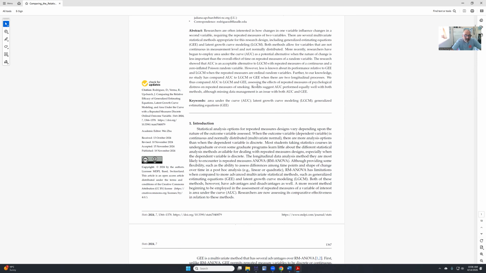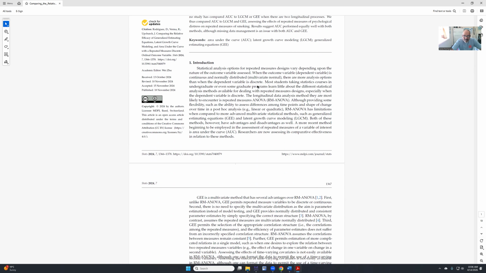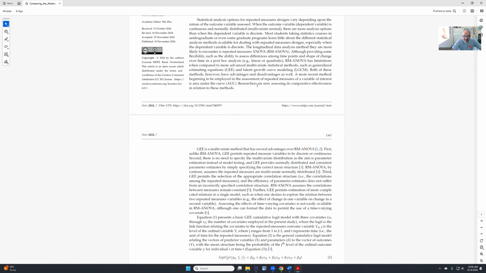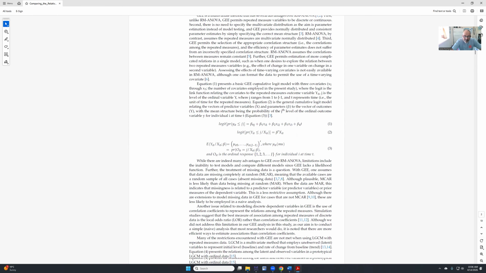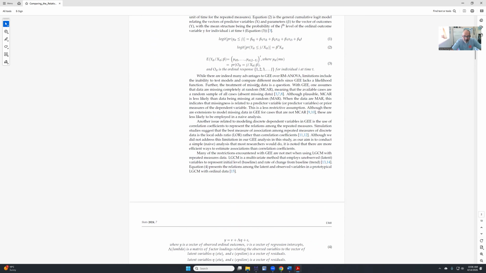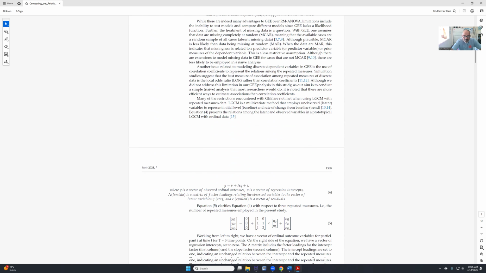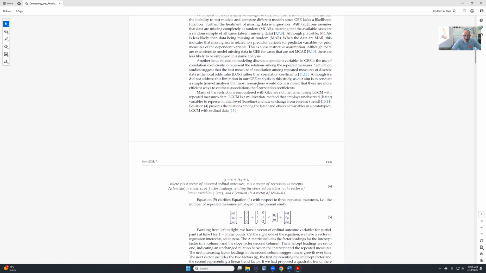The first one I did was with the zero inflated Poisson variable, comparing area under the curve to latent growth curve modeling. Then I did the paper looking at a continuous latent variable, measured variable. This is the one we just covered now. And then this one includes discrete variables.